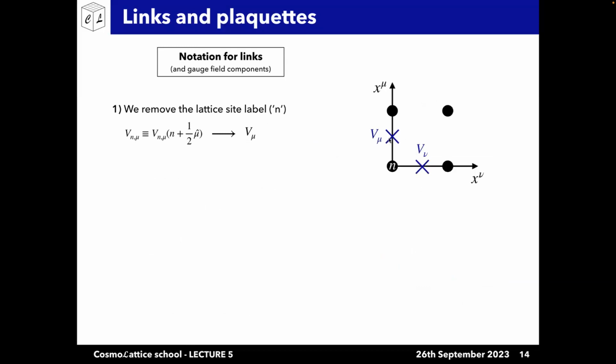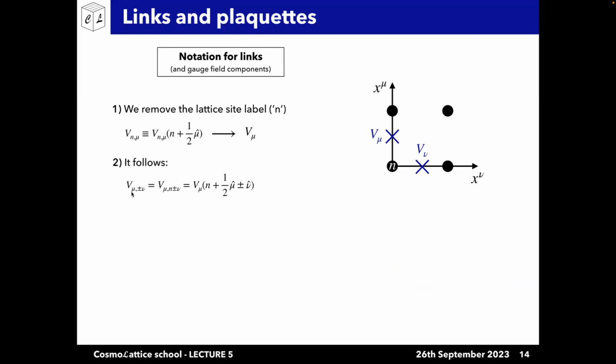Let's introduce notation for links. The first thing that we are gonna do is to remove the lattice side label n of the links, right? So B_n of mu, which is defined as n plus 1/2 of mu, we are gonna just remove the n, right? This is gonna be implicit, and we are gonna just call this link B mu, right? So this link here is B mu, this link here is B mu.